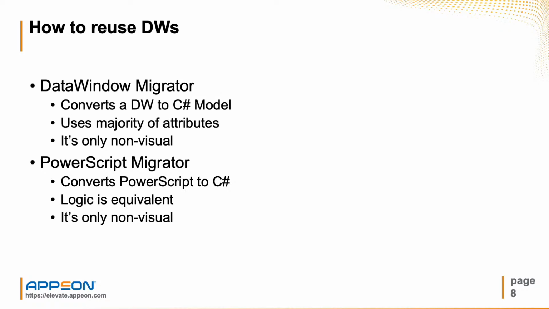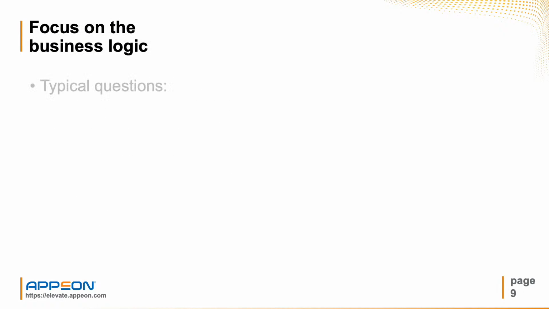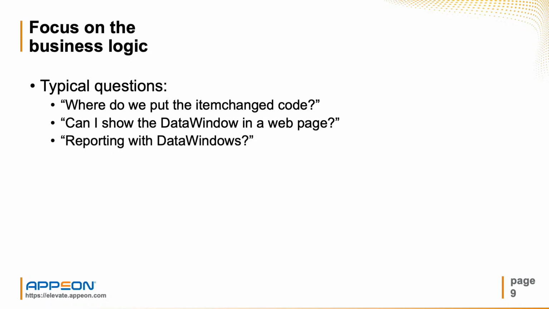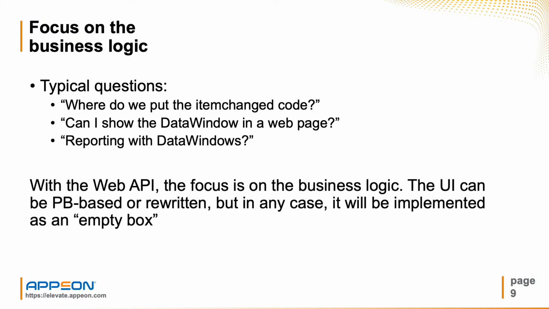When converting DataWindows to C#, I've heard several times the following questions. But where do we put the ItemChanged code? Can I show the DataWindow in a web page? All my reports are DataWindows. How to do this in C#? With the Web API, the focus is on the business logic. That means that the UI, either PowerBuilder-based or rewritten, will be without business logic, basically like an empty box. We will see how to handle these questions in the demo session.